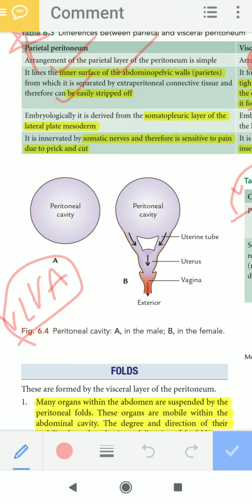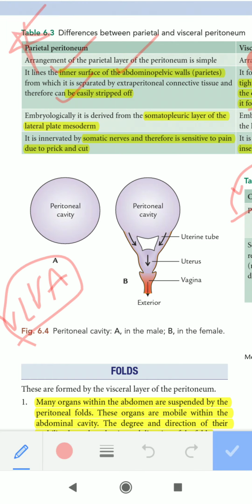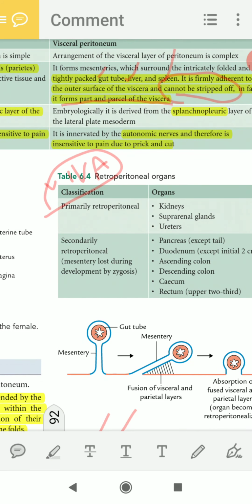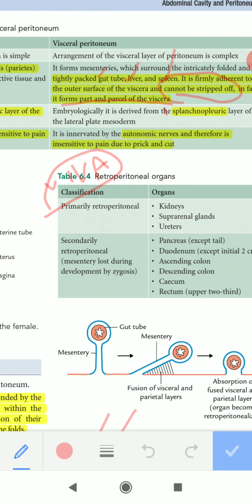Now the parietal peritoneum, it is derived embryologically from the somatopleuric layer of the lateral plate mesoderm, and visceral peritoneum develops from the splanchnopleural layer of the lateral plate mesoderm.